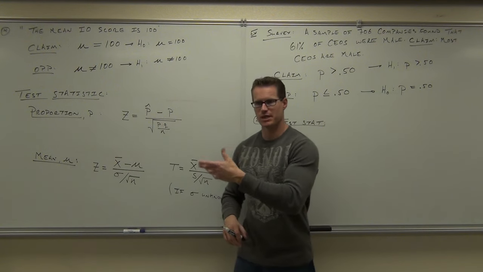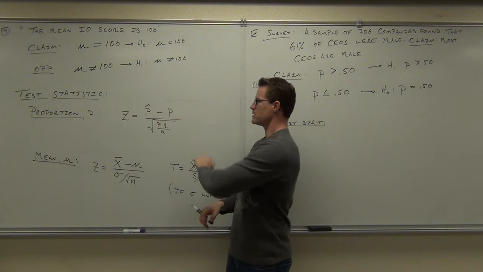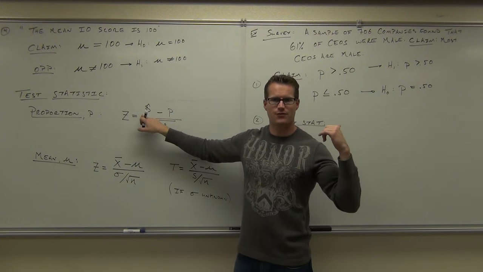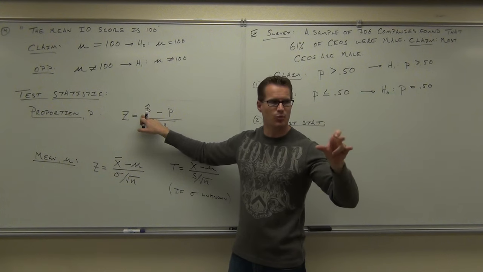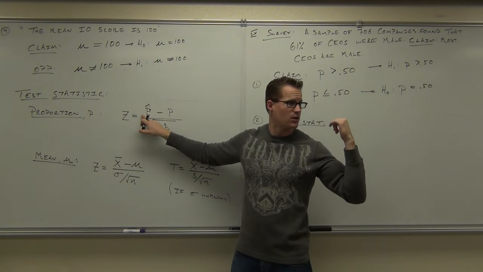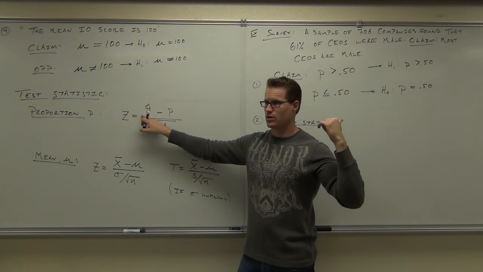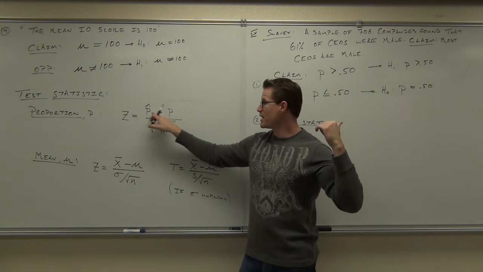So let's look at the letters that we need to know for z. We've got a p hat. Hey, look at the problem. Can you identify a p hat? P hat was a sample proportion. Did that give you a sample proportion? What was it? 61% or 0.61. Do we have a p now?